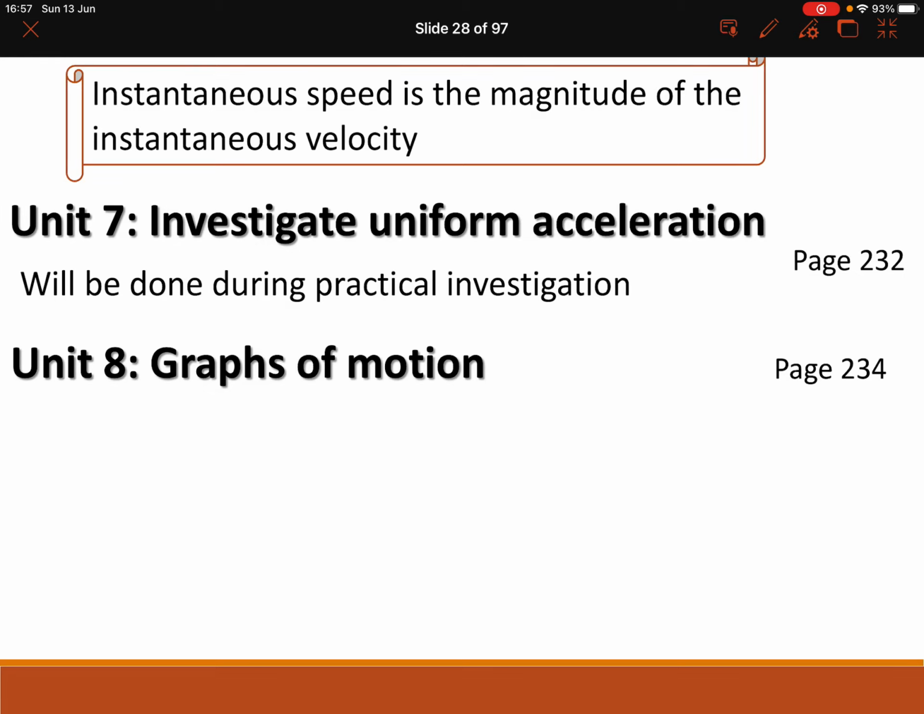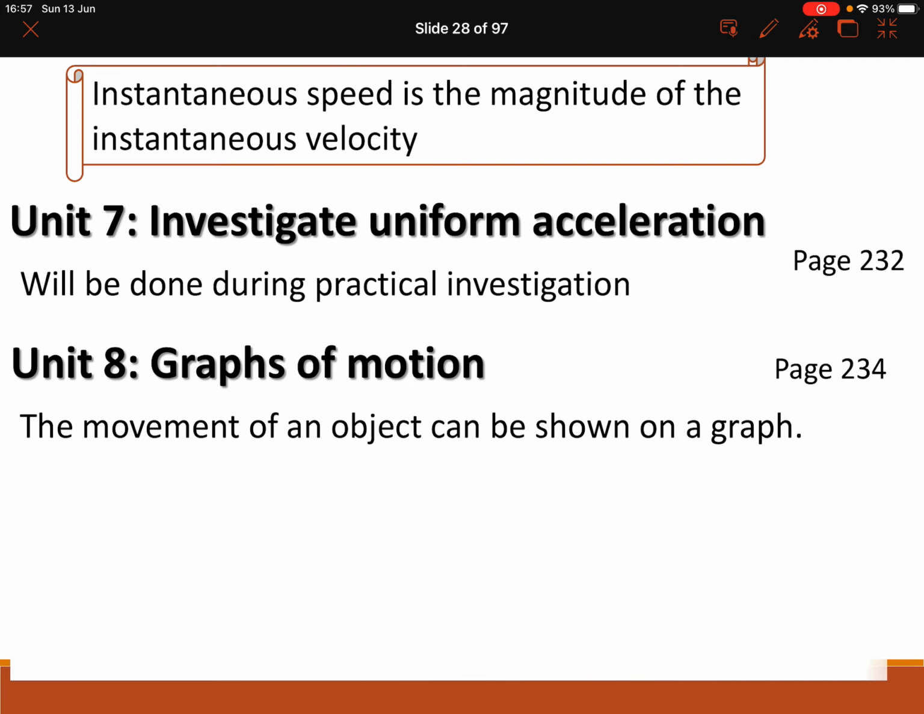So, we're now going to look at graphs of motion. And this is just graphs in general, and we're going to look at some shapes, and then later in Unit 9, we'll look at how we apply what we've just learned. So, we've discussed how we can calculate some motion because we know average speed, average velocity, all of those nice things.